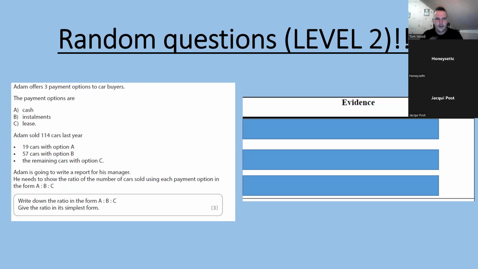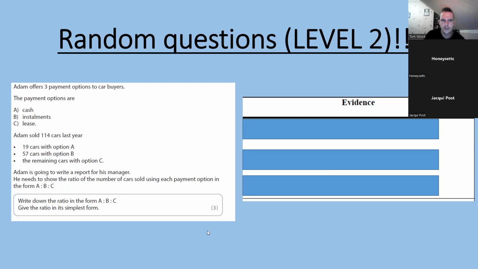So if we have a look, Adam offers 3 payment options to car buyers. The payment options are cash, installments, or on a lease. Adam sold 114 cars last year, 19 to option A, 57 to option B, and the rest to option C. He's going to write a report, and he needs to show the ratio of the number of cars for each payment option, A to B to C. So it's quite a nice straightforward question.